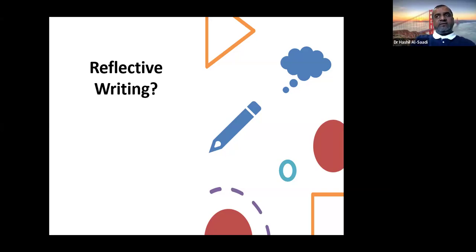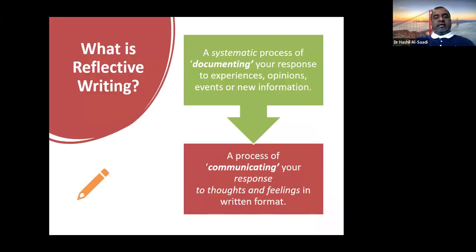Now let's look at reflective writing. What kind of writing is reflective writing? It's a systematic process of documenting your response to experiences, opinions, events, or new information. So when you write down your reaction to these experiences, that is reflective writing. But it has, of course, to be systematic in a certain way. The first point is about documenting your responses.